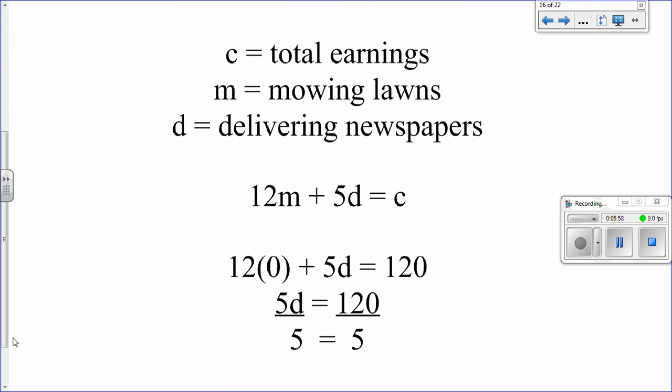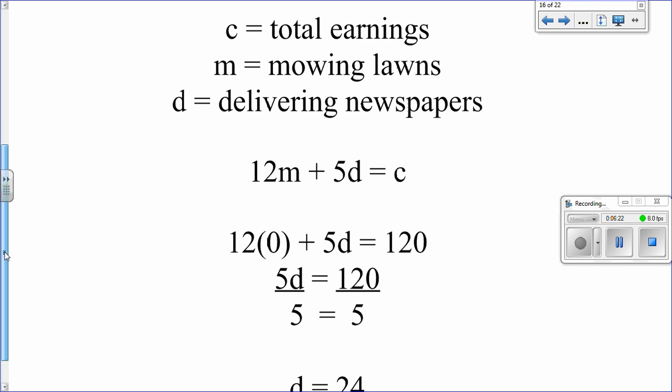C is going to equal his total earnings, M is going to equal mowing lawns, and D is going to equal delivering newspapers. So he gets $12 an hour mowing lawns, plus $5 an hour delivering newspapers, and that's going to equal his total amount of earnings. His total amount that he's looking to make is $120.